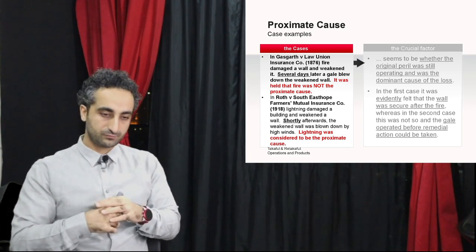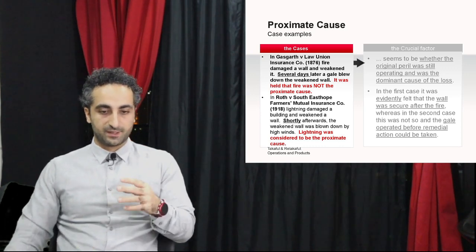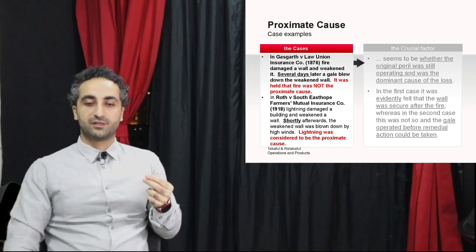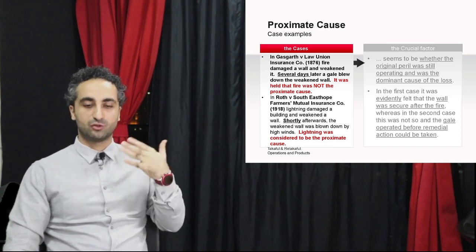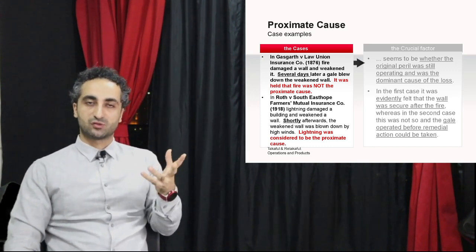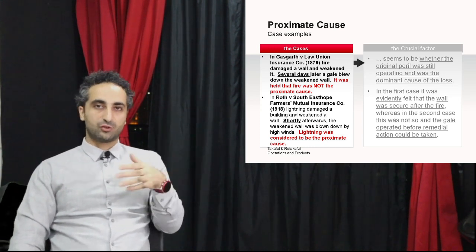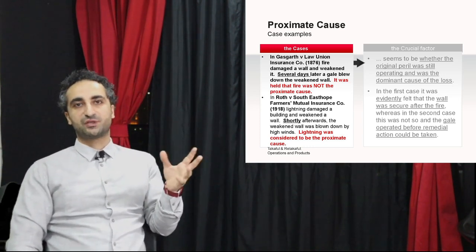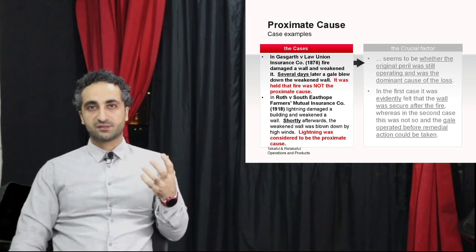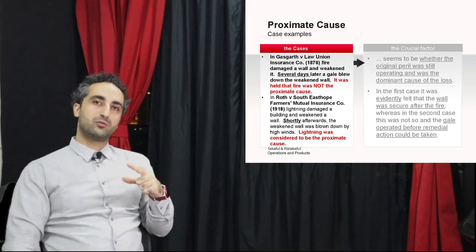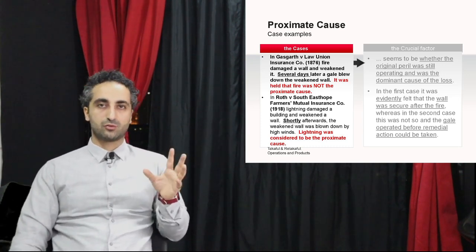Okay. So it seems to be whether the original peril was still operating and was the dominant cause of the loss. Sometimes it's not easy to judge. It goes to the court. The judge will take care of it and see the proximate cause. But here you need to understand that in Takaful, we will always follow the proximate cause.